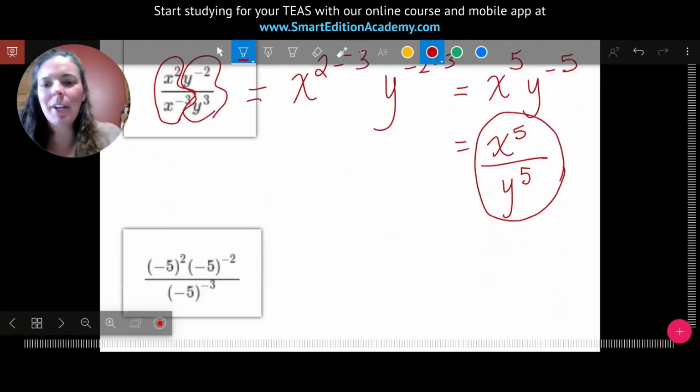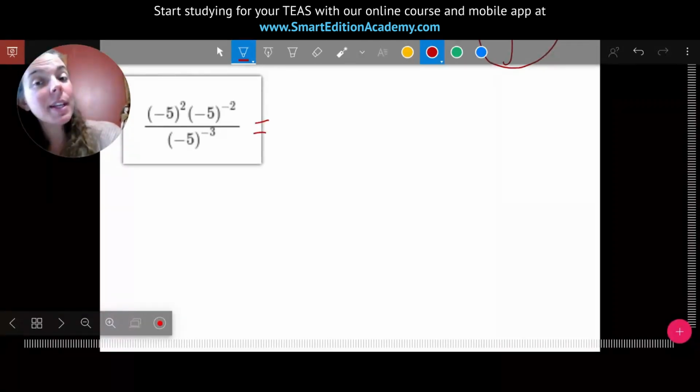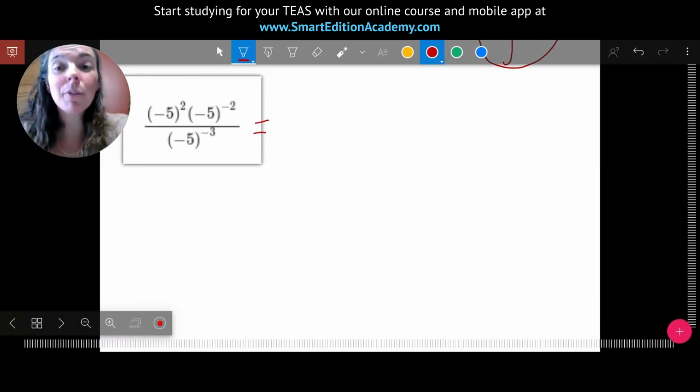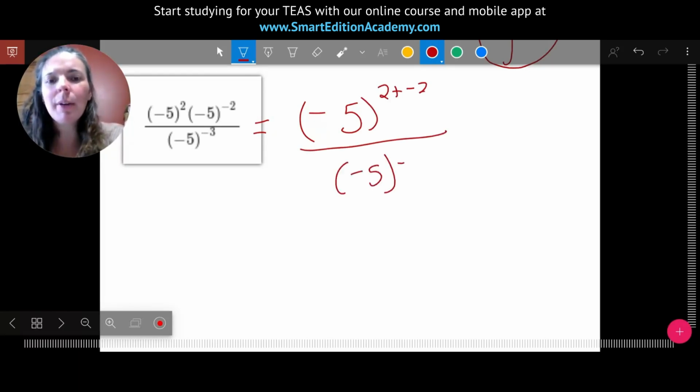All right, let's try another one here. Negative 5 squared times negative 5 to the negative second, all over negative 5 to the negative third. Okay, so all of these are the same base, which is nice, so I can use my exponent rules. I'm going to deal with the multiplication on top first. So negative 5 squared times negative 5 to the negative second. That is negative 5, and then that's to the 2 plus negative 2 power. Okay, and then I'm just going to leave what's on the bottom here. So how do I simplify that? 2 plus negative 2 is just 0. So this is really negative 5 to the 0 power.